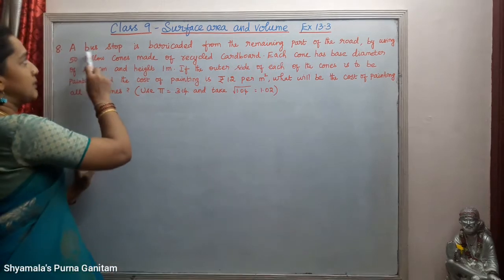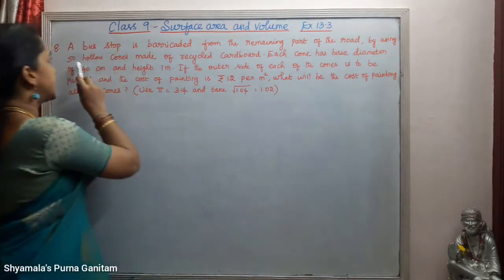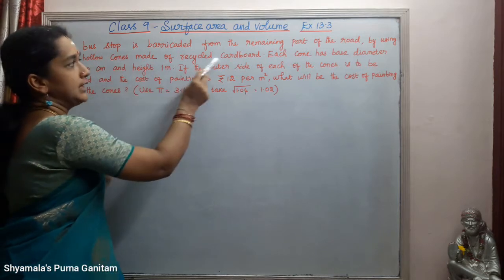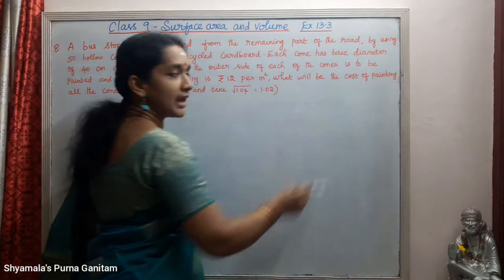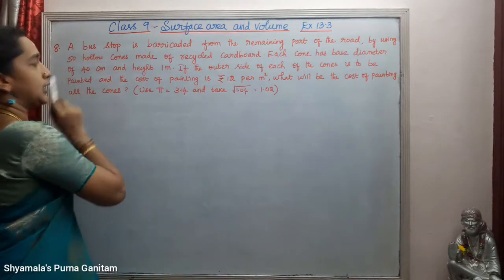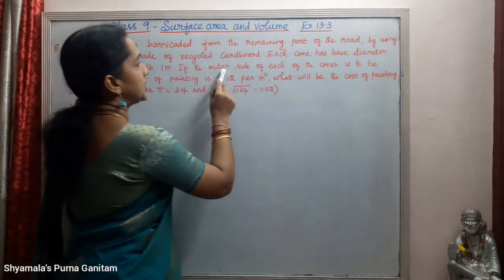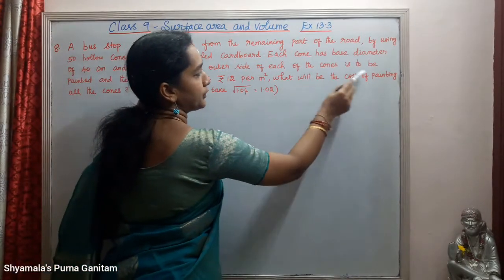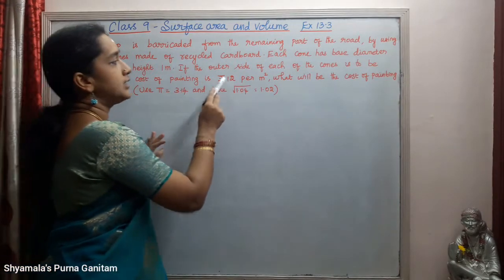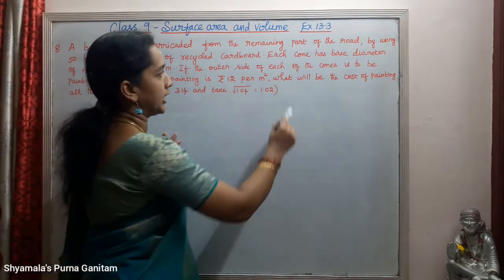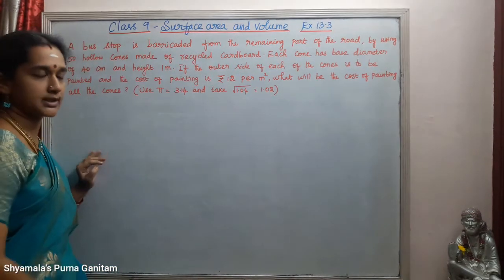Next sum is, a bus stop is barricaded from the remaining part of the road by using 50 hollow cones made of recycled cardboard. Each cone has base diameter of 40 centimeter and height 1 meter. If the outer side of each of the cones is to be painted and the cost of painting is rupees 12 per meter square, what will be the cost of painting all the cones?